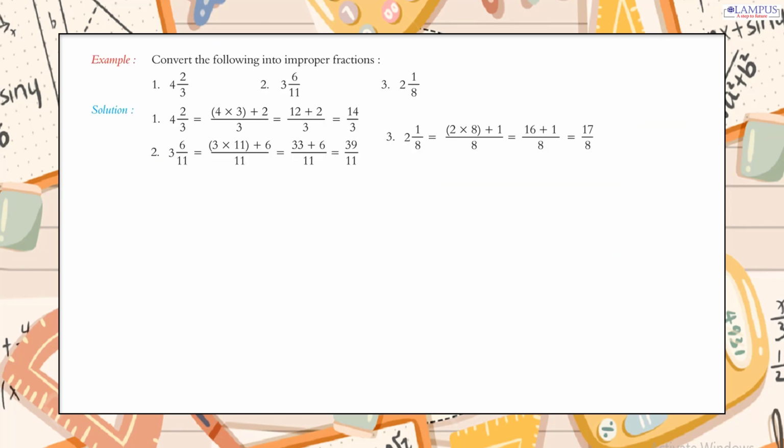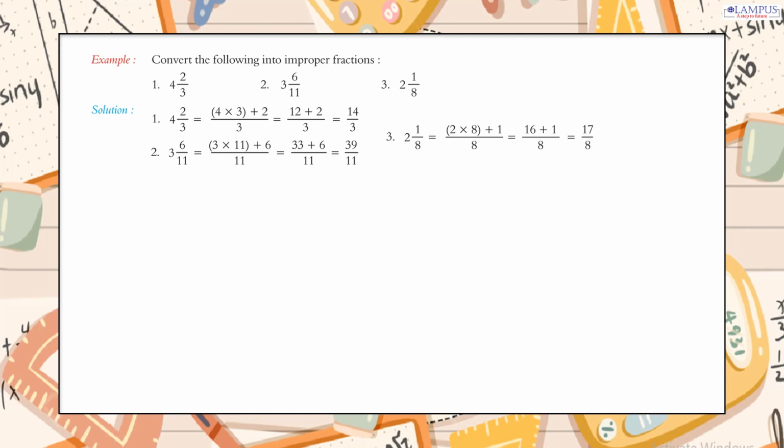Example. Convert the following into improper fractions. 1. 4 and 2 by 3. 2. 3 and 6 by 11. 3. 2 and 1 by 8. Solution. 1. 4 and 2 by 3 equals 4 multiplied by 3 plus 2 whole divided by 3 equals 12 plus 2 whole divided by 3 equals 14 by 3.